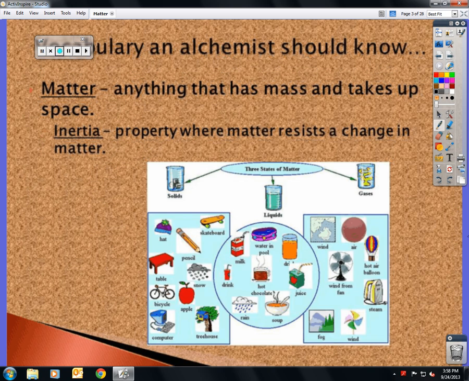Okay, so vocabulary. Matter is anything that has mass and takes up space. Inertia, it says the property of matter where it resists a change in motion, it should say. This word should be motion. So in other words, if I jump out of my car that has died and I try to get it moving, it's going to take me a little while to get it moving. And that's inertia. Once it gets moving, I would not run in front of it and try to stop it, because once it's moving, it would try to stay moving and it would be very hard to stop it.